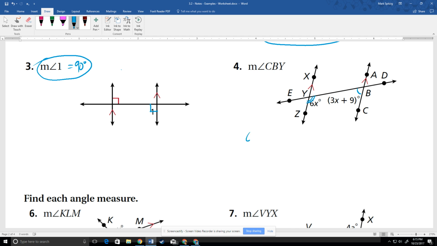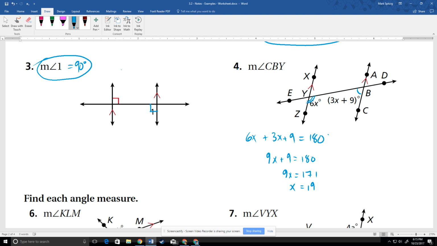So I write that equation, 6X plus 3X plus 9, right? Those two angles, the sum is going to be 180. It's going to be 9X plus 9 equals 180. And then we have 9X equals 171. So that would be 19. I think X is 19.